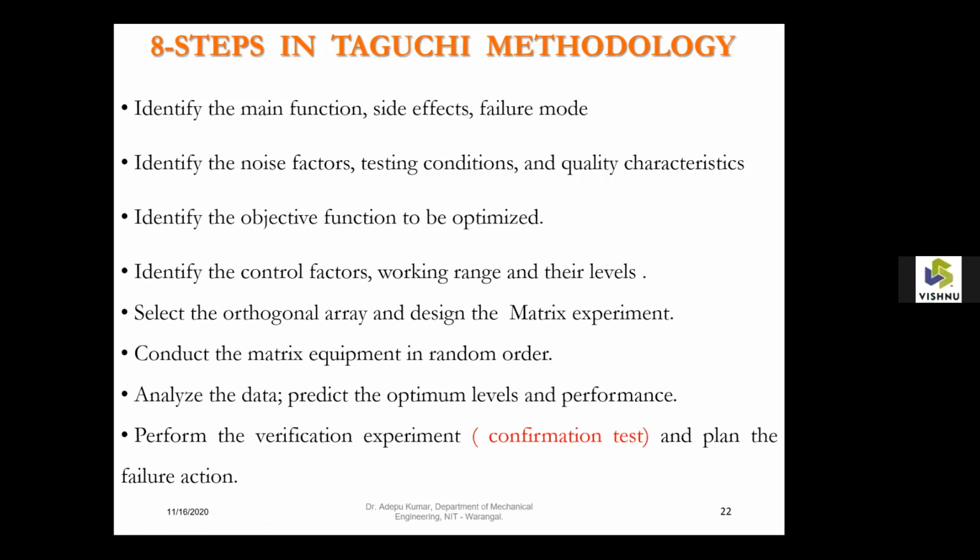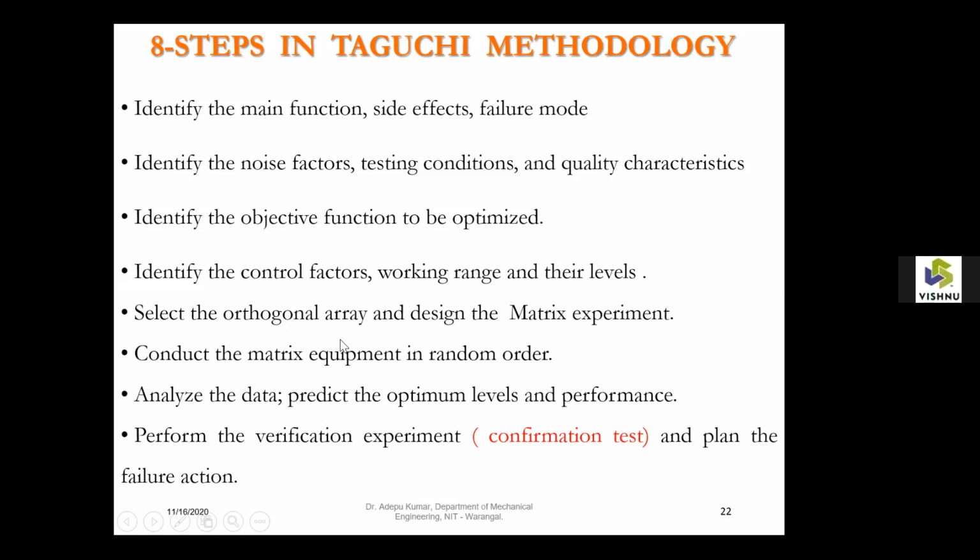Then identify the control factors, working range, and their levels. This is important again. What parameters are important for the process? And each parameter has a certain range, given by the manufacturer. And how many levels you are going to take is also a very crucial role.